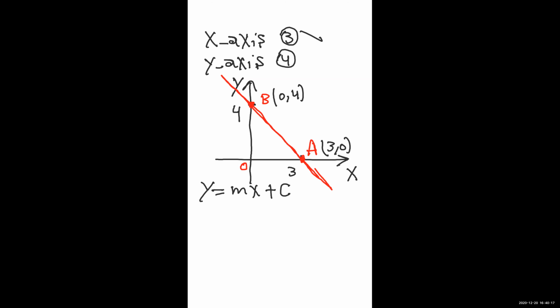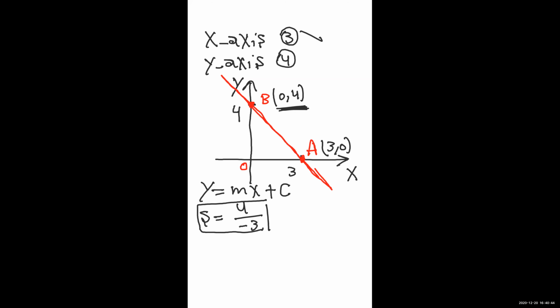Okay, so now the slope will equal 4 minus 0 or 0 minus 4, whatever. So if we start with the last point B, so 4 minus 0, which will equal 4, over 0 minus 3, which is negative 3. So this is the slope, guys, right?